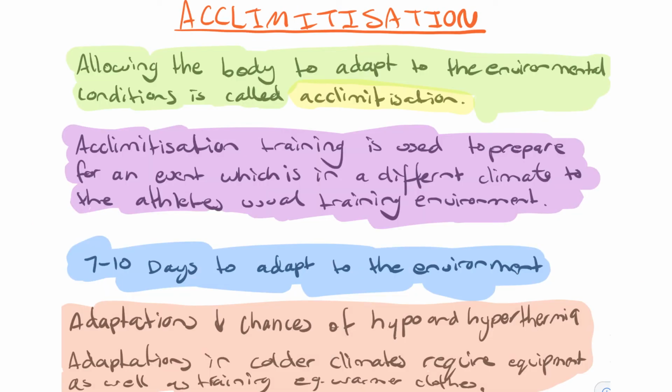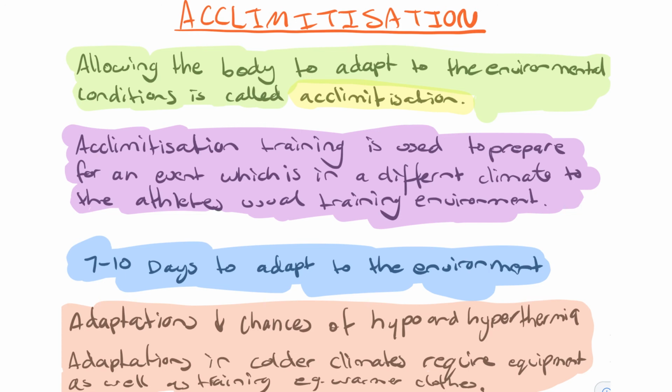So finally, we have a look at this concept of acclimatisation. Now, I've sort of brought this up a little bit when we were looking at hot, humid conditions, cold conditions, and also at altitude. Now, basically, acclimatisation means that we're allowing our body to adapt to the environment around us. So basically, an environment that we may not be used to. And acclimatisation training is used to prepare us for an event or performance which is in a different climate to our usual training environment.